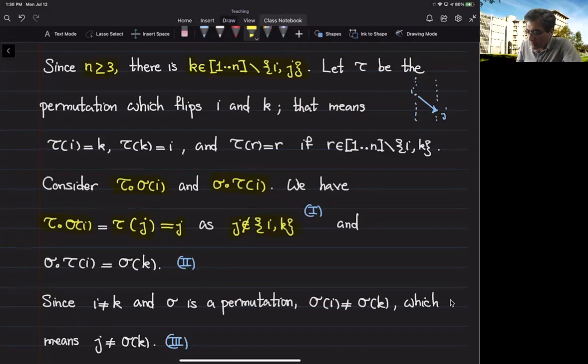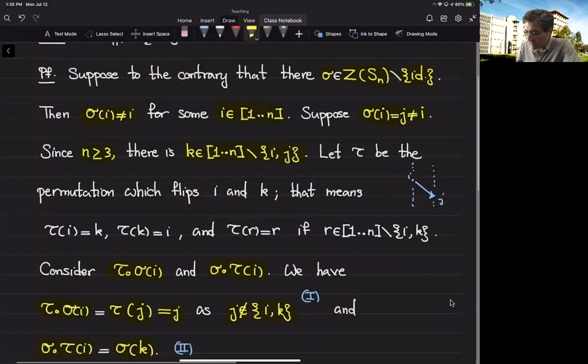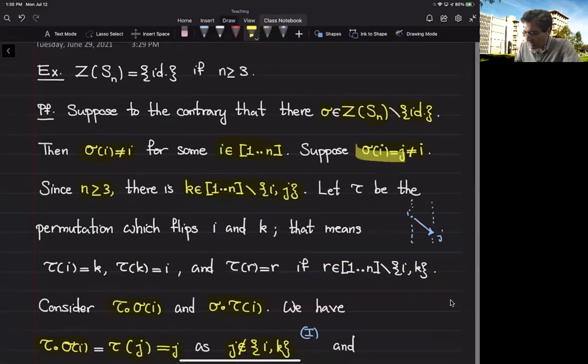Now, sigma of tau of i is what? It is sigma of k. My claim is that sigma of k cannot be j. Why is that the case? I want to say that this is different from this one, this is not equal to j. But what is j in terms of sigma? j is sigma of i. That's how we defined it.